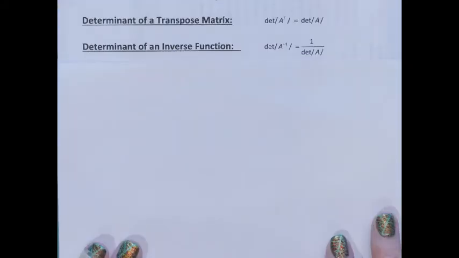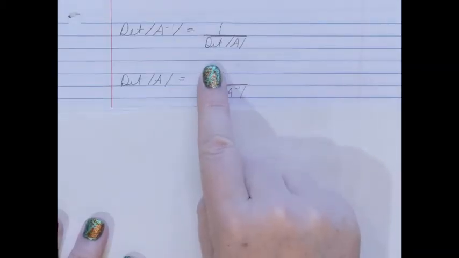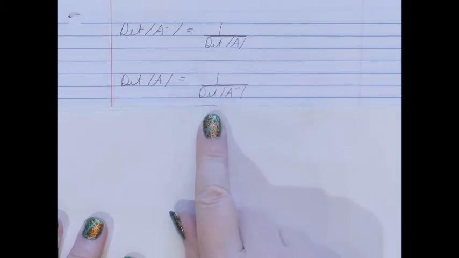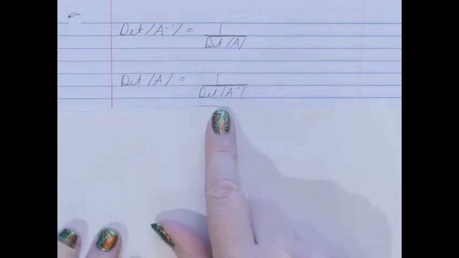The next property we're going to talk about is the determinant of an inverse. The determinant of A inverse is equal to 1 over the determinant of A, and vice versa. The determinant of A is equal to 1 over the determinant of A inverse. So one more time, this is the only one that I showed on the handout, but understand the other way is true as well. The determinant of A is equal to 1 over the determinant of A inverse.